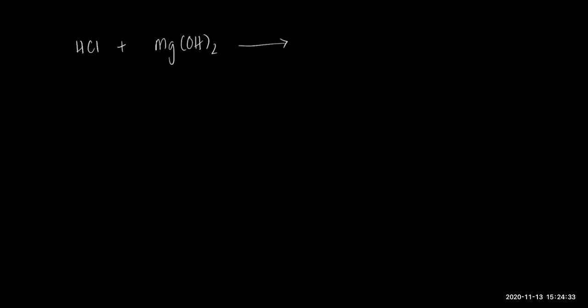What is the product when hydrochloric acid, let's keep it simple, reacts with magnesium hydroxide? Magnesium chloride. And water. Yes. So you end up making magnesium chloride and water.